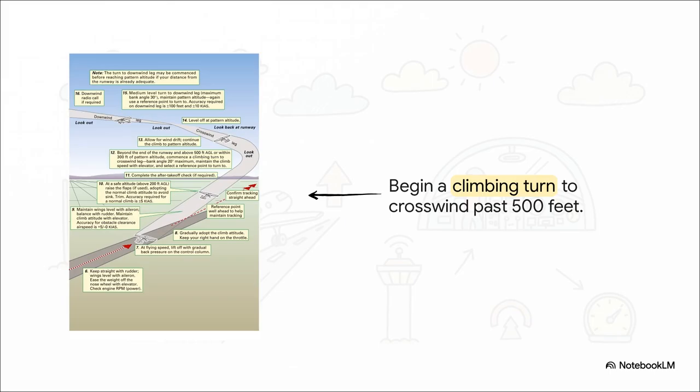As we climb beyond the departure end of the runway and pass 500 feet above ground level, we initiate a gentle climbing turn to our crosswind leg. You want to keep your bank angle to a maximum of 20 degrees. Make sure to allow for wind drift as you turn, constantly keeping your head on a swivel to scan for other traffic before we ultimately level off at our target pattern altitude on the downwind leg.